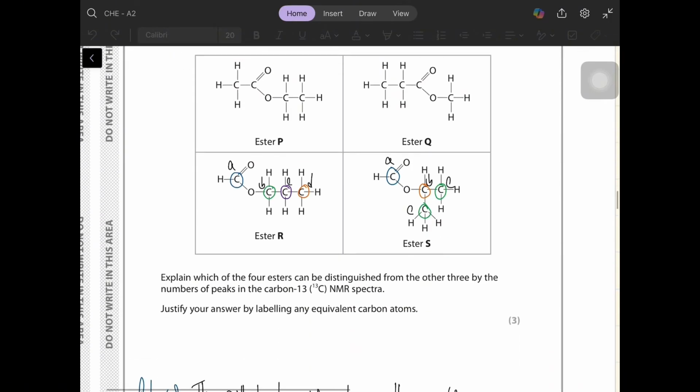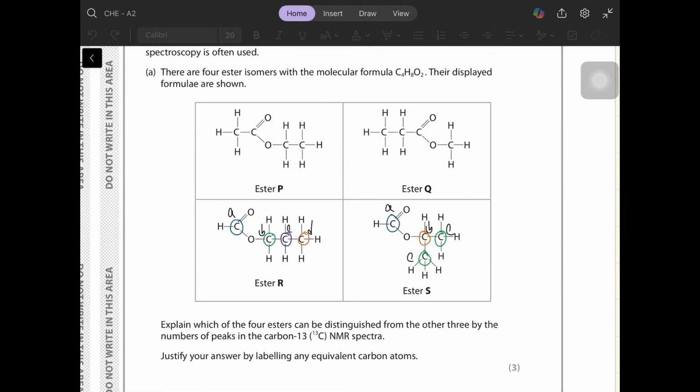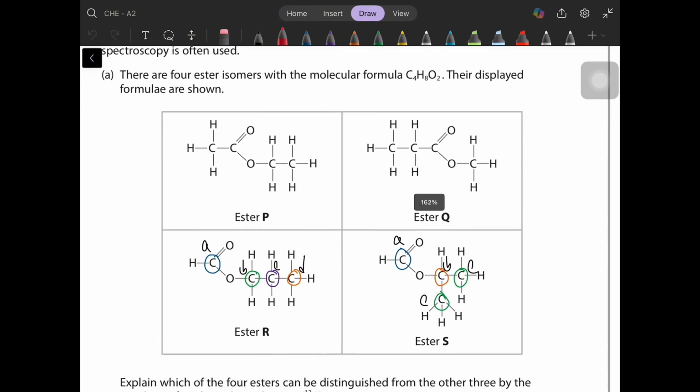Explain which of these four esters can be distinguished from the other three types by the number of peaks in the carbon-13 NMR spectra. Okay, so it says that there are these four esters, and which of these esters could be distinguished from the other three using the carbon-13 NMR spectra. So let's just start with ester P.